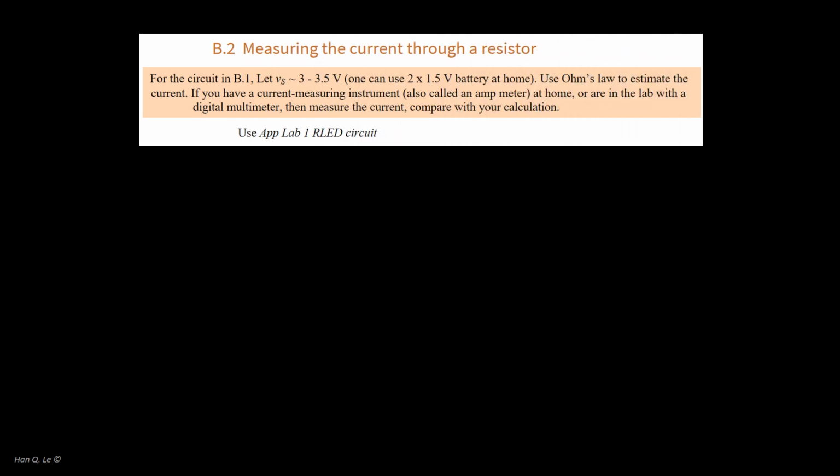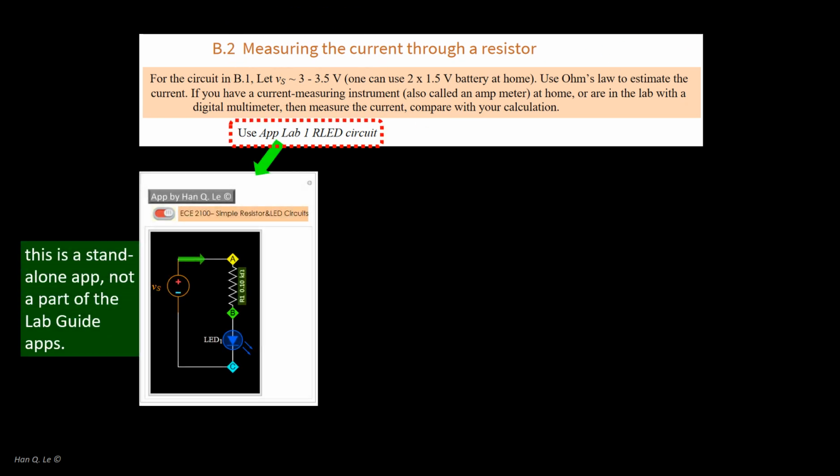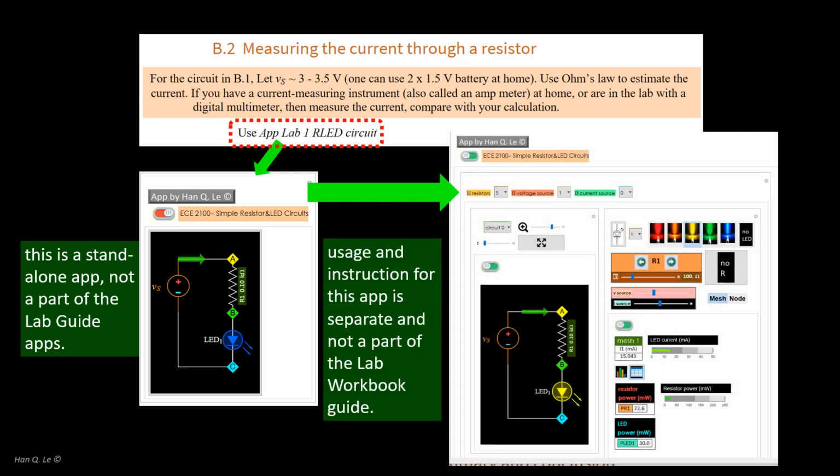Next task is to practice current and/or voltage measurements on the single resistor circuit you built. There is a standalone app shown here that is relevant to the rest of this lab. Do not get confused between this standalone app for circuit analysis versus the lab guide apps. Instruction and usage of this standalone app is given in another presentation, and whenever convenient, take a digression momentarily to learn the app in preparation for the rest of the lab work.